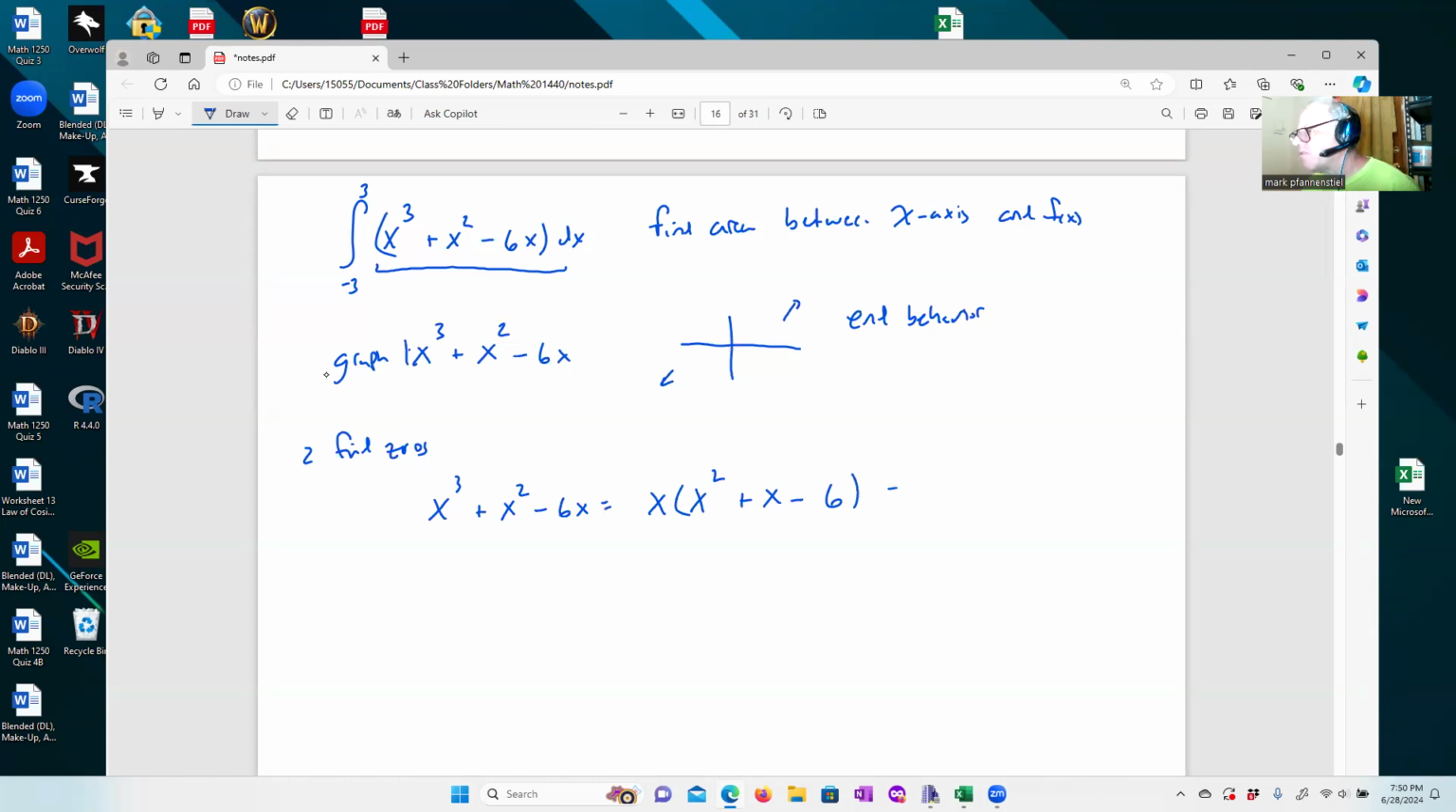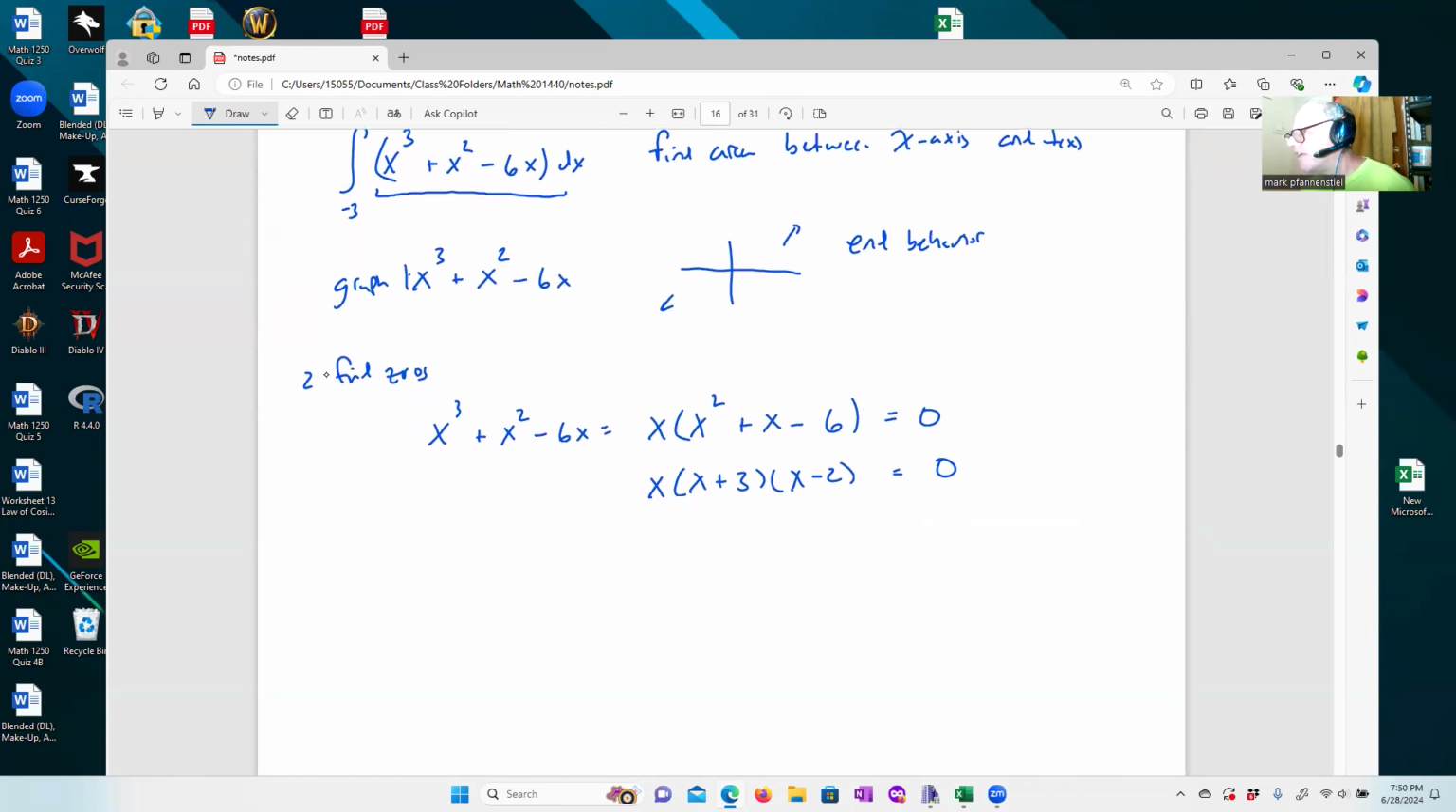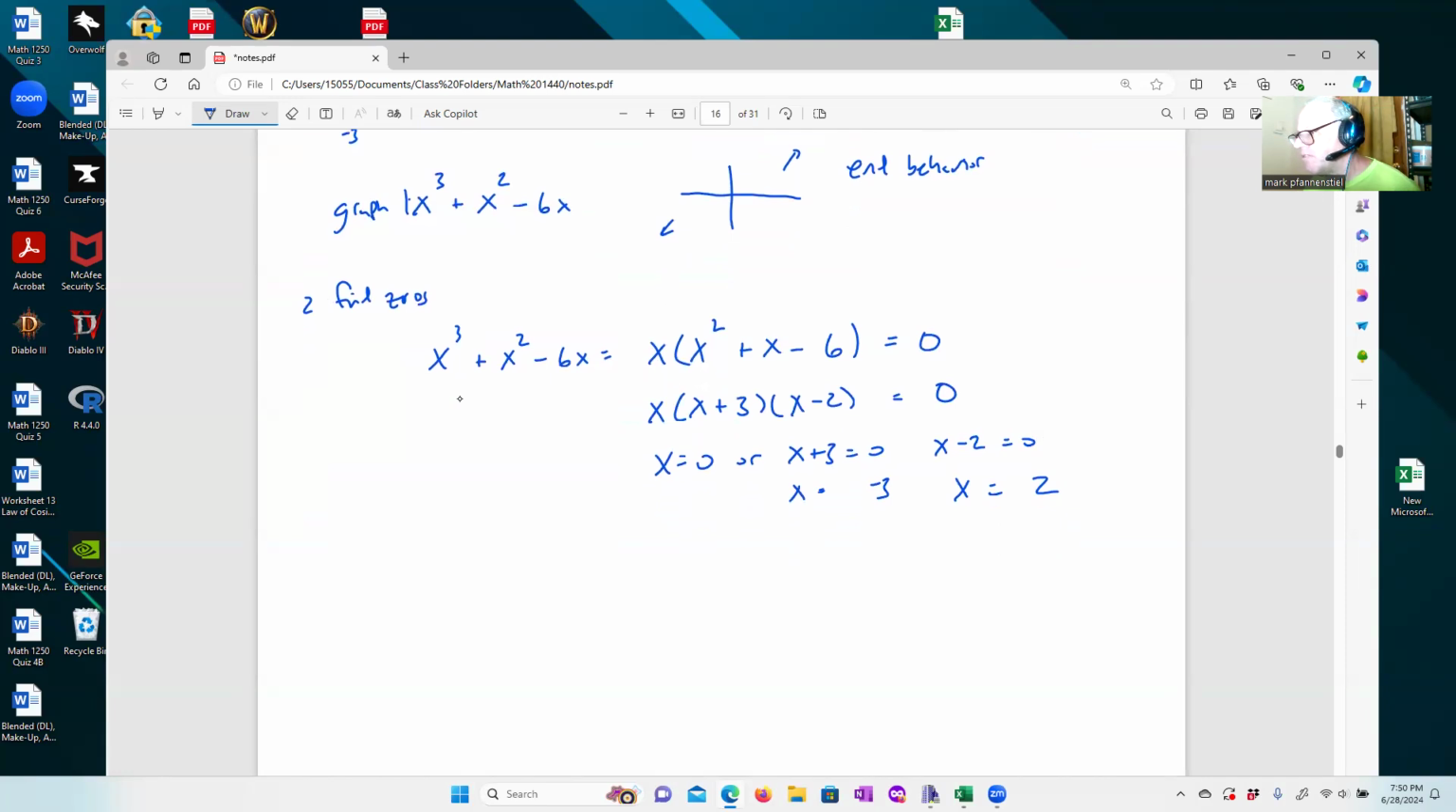Then we set this equal to 0 because we want to find our zeros, so we keep factoring. We get x plus 3 and x minus 2, and that takes care of all the pieces that we need here. To find our zeros, we set each of these equal to 0. So x equals 0, or x plus 3 equals 0, so x equals -3, and x minus 2 equals 0, so x equals 2. Right, so let's give ourselves a little plot of this thing.